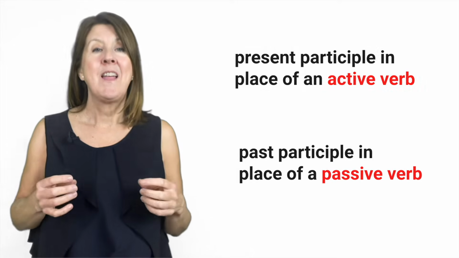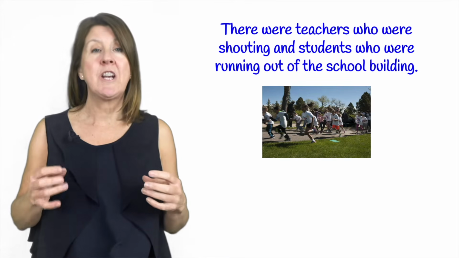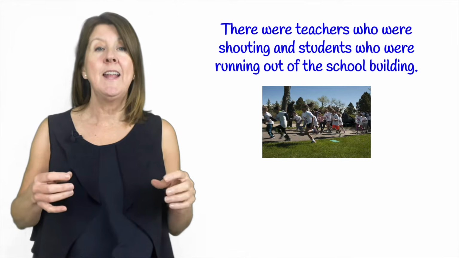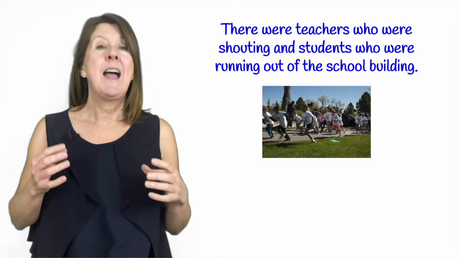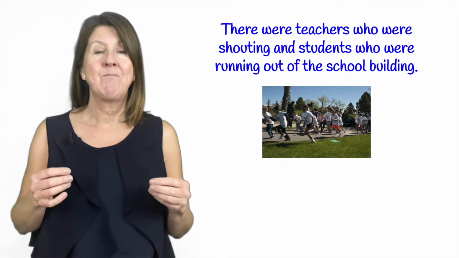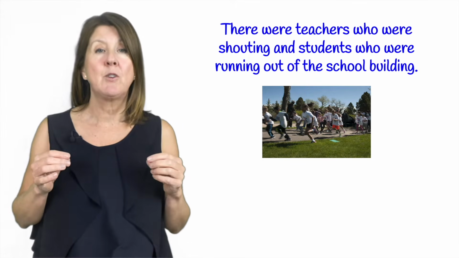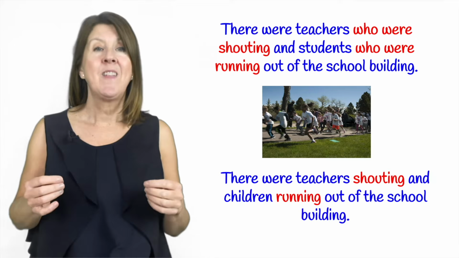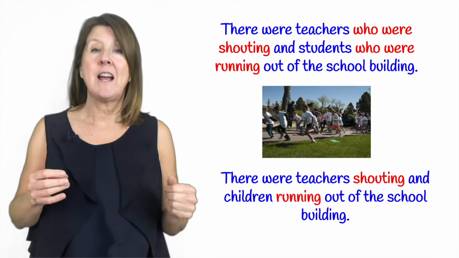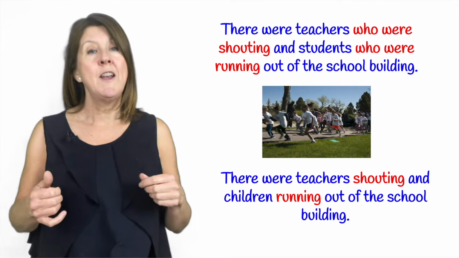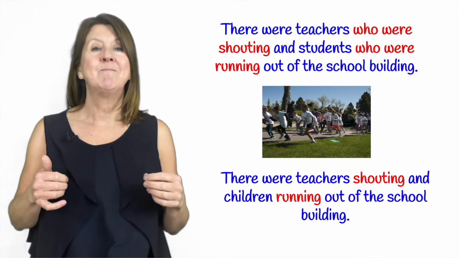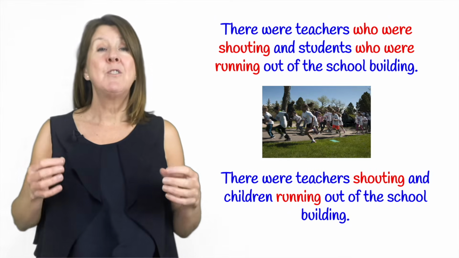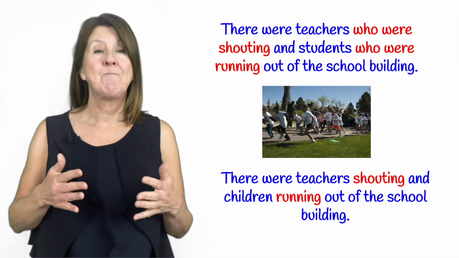For example, there were teachers who were shouting, this is an active verb, and students who were running, another active verb, out of the school building. We can reduce the relative clause who were shouting and who were running to there were teachers shouting and children running out of the building. Here we have a present participle in a reduced relative clause.